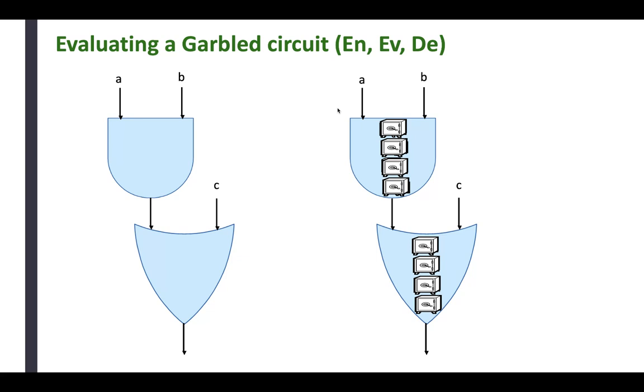So these locked boxes put together will be the garbled circuit. So this is how the garbling works. The GB function that I have shown you, that works.